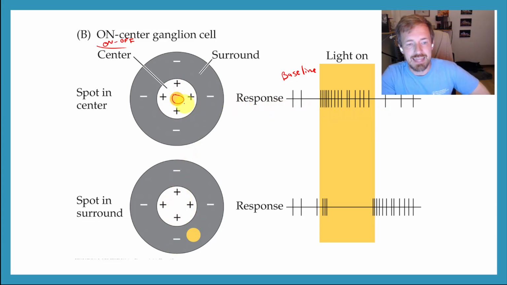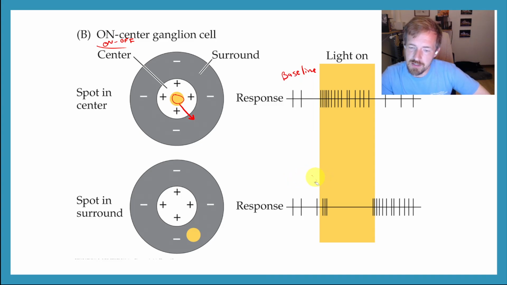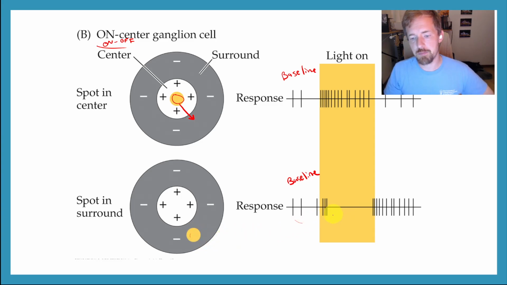If we look at that same amount of light and we move it to the surrounding part of that cell, look at what happens. It's the opposite. We go from baseline again, the natural occurrence of action potentials. Let me try that again. So baseline, the natural cell responses, and then whenever light is projected onto the surrounding part, now that cell shuts up. It gets really, really quiet.